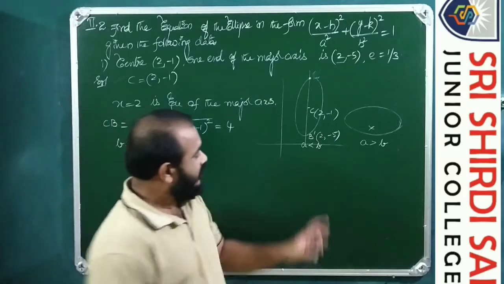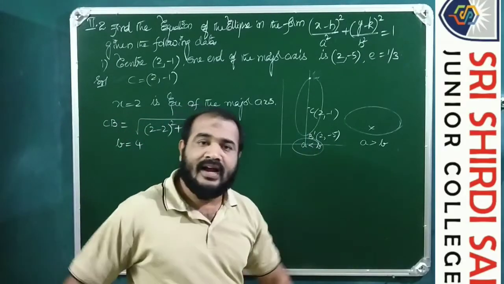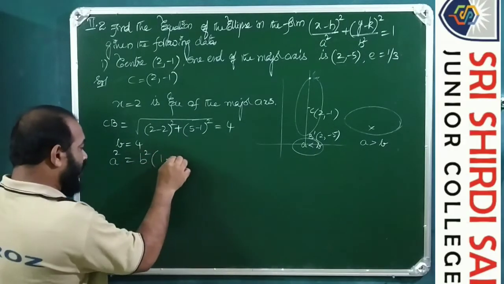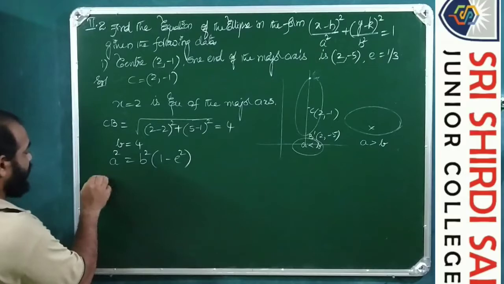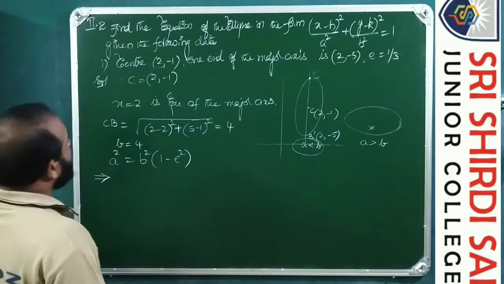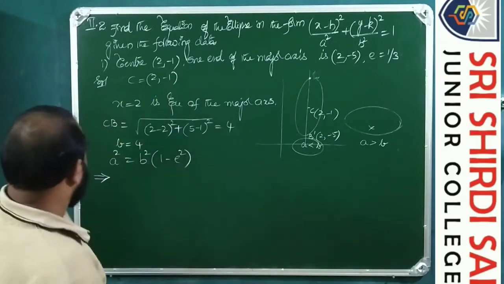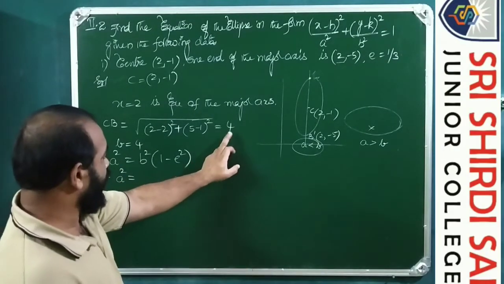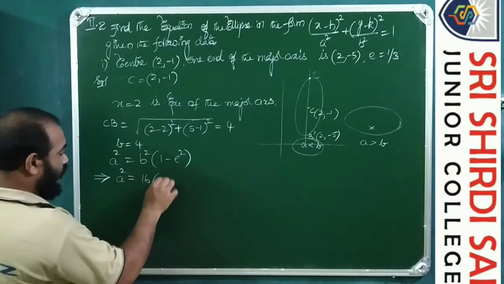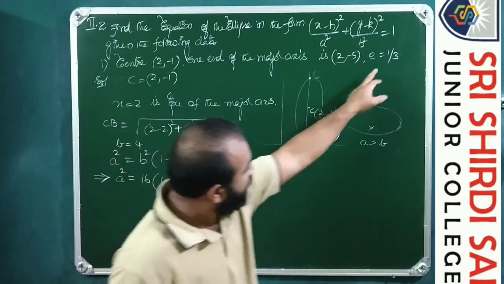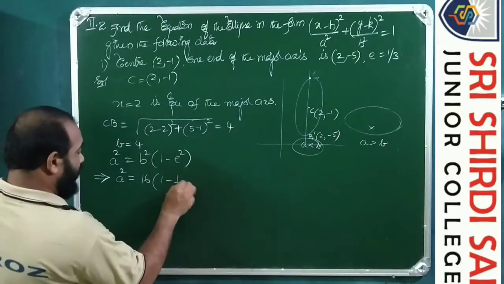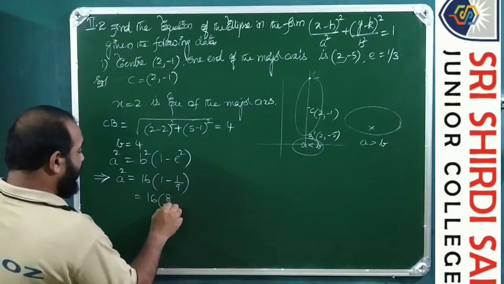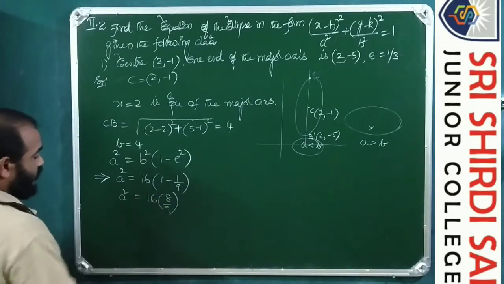So for the ellipse with a less than b, the condition is a square equals b square into (1 minus e square). So a square is equal to b, which is 4 square, 16, into 1 minus the value of e, which is 1 by 3. 1 by 3 whole square is 1 by 9. So 16 into (9 ones are 9 minus 1) 8 by 9. This is our a square.